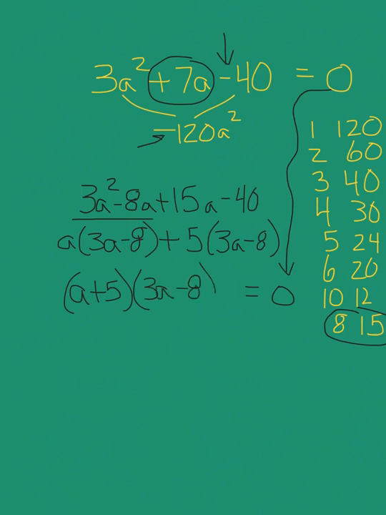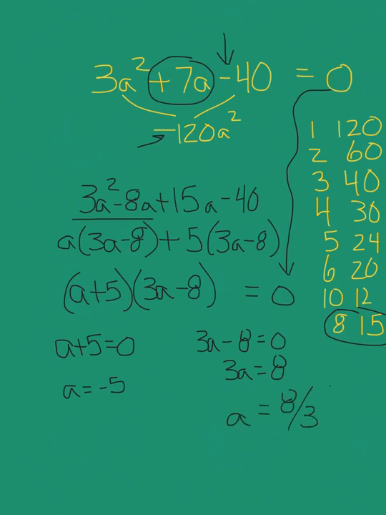And then once I factor this thing, all I have to do is take each individual piece. So I take a plus 5 and set that equal to 0. Subtract 5 from both sides, you get negative 5. Take the 3a minus 8, set that equal to 0. Solve for a, so you're going to add 8 to both sides. Then you're going to divide by 3. And you have your 2 answers.